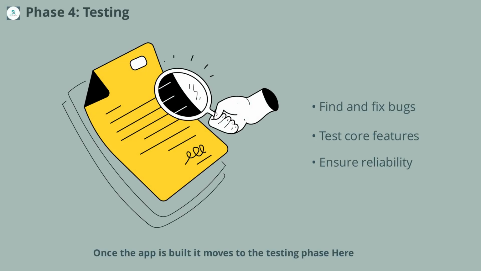Once the app is built, it moves to the testing phase. Here, the QA team checks everything to find and fix bugs. They test if users can log in, place orders, and make payments without issues. This phase is crucial for catching problems before the app goes public, ensuring a smooth experience for users.